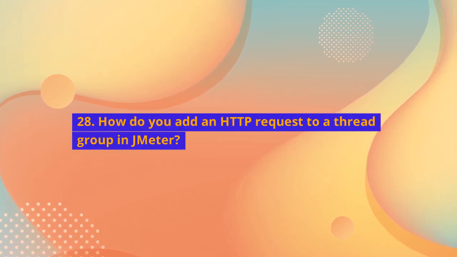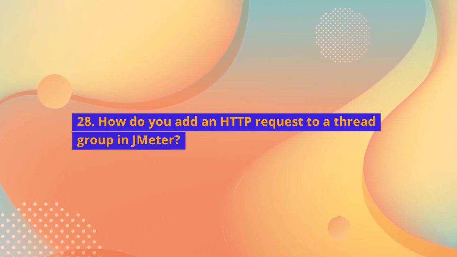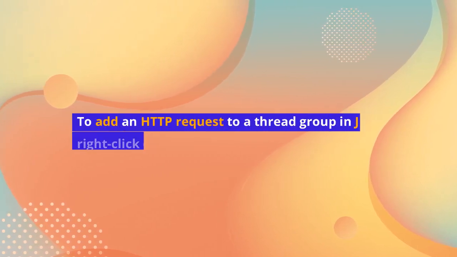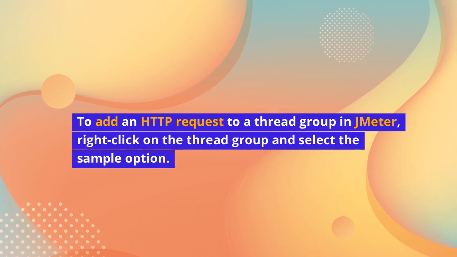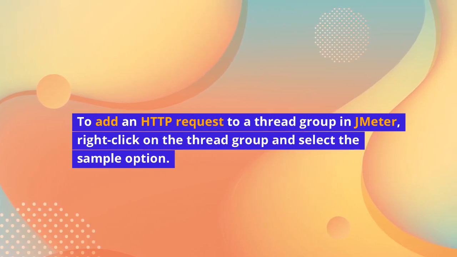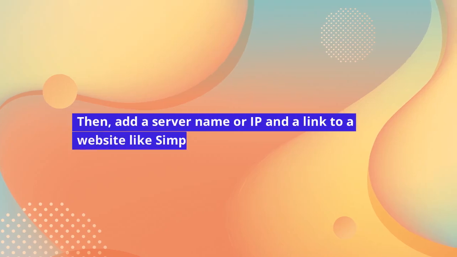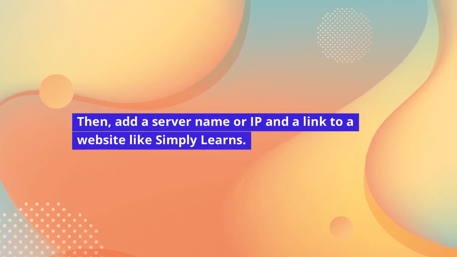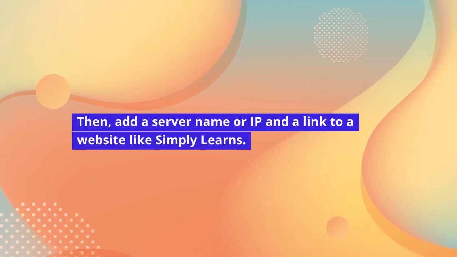28. How do you add an HTTP request to a thread group in JMeter? To add an HTTP request to a thread group in JMeter, right-click on the thread group and select the sampler option. Then, add a server name or IP and a link to a website like Simplilearn's.